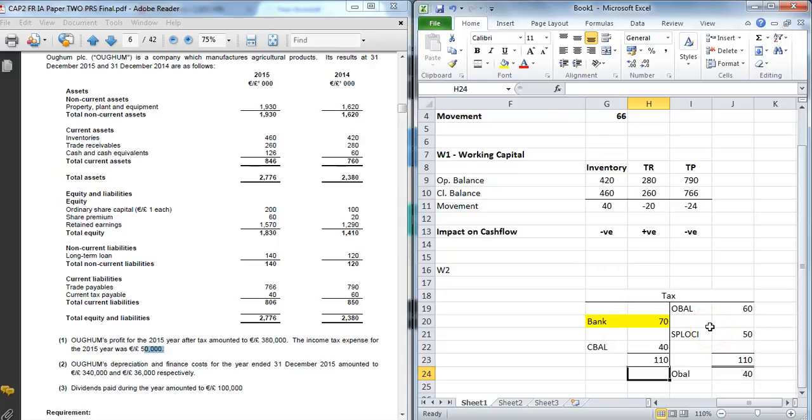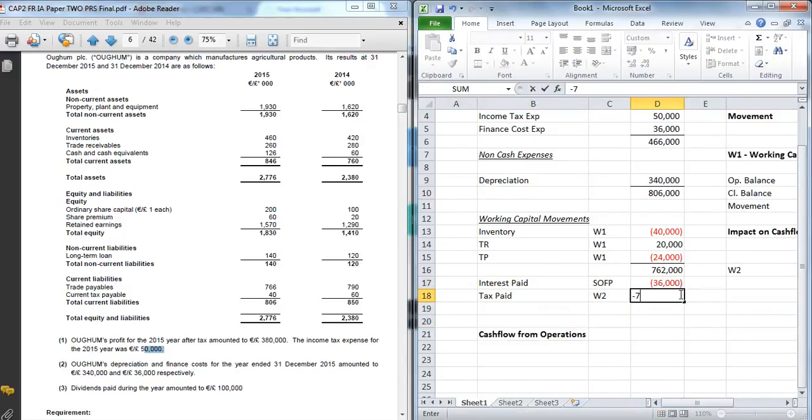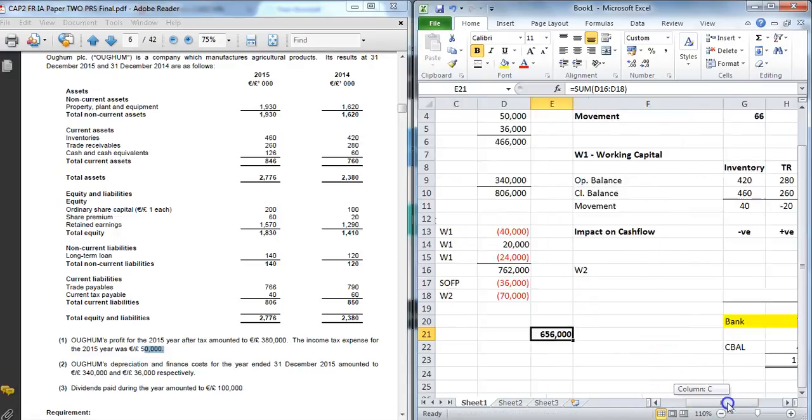And I suppose the logic is there, that must have been the amount you paid. If you owed 60 at the start, you incurred a bill of 50 during the year. That means you owed 110. And if you only owe 40 at the end of the year, you must have paid off 70 during the year. So when you get more complicated, it's useful to use T accounts to help you explain all those movements. So I'll just put working 2, tax paid minus 70. And we can sum them up, getting our cash flow from operations to be 656,000. So that's your first key subtotal done. Cash flow from operations, I might just put this out in this column, 656.